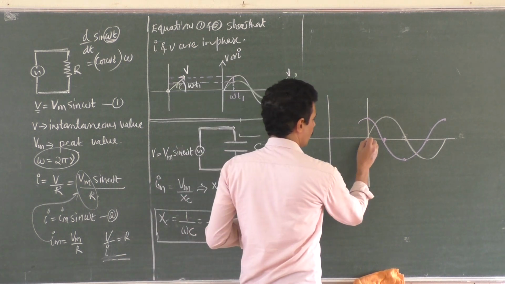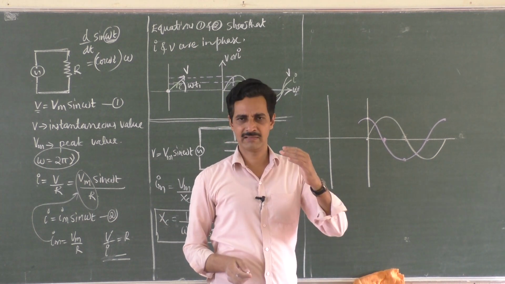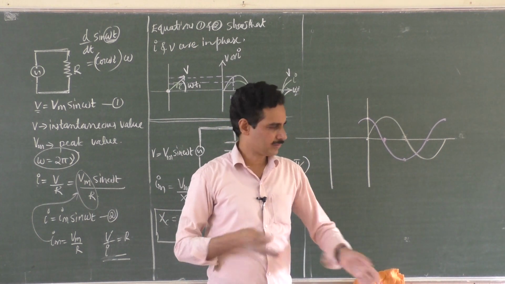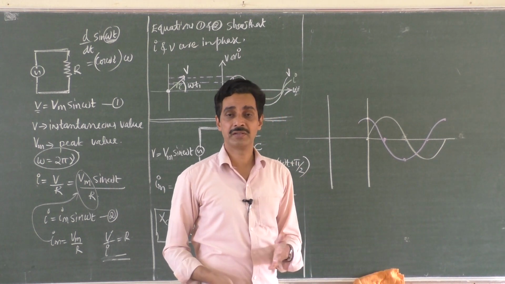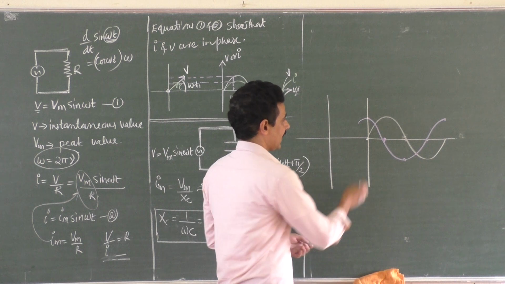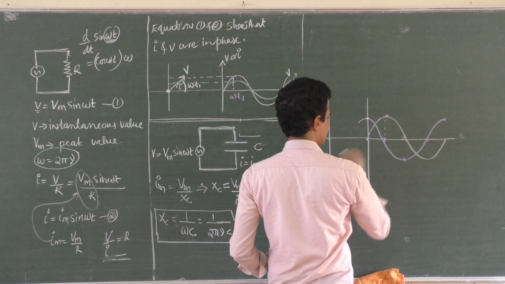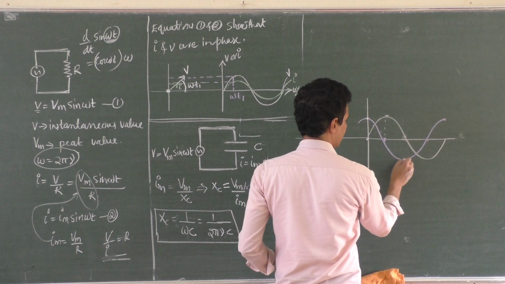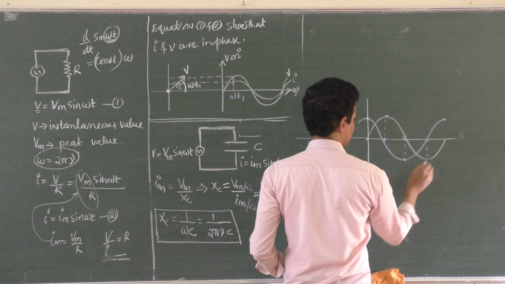When this is 0, voltage is 0, current is highest. You know that. In the beginning, current is highest. Activity of electrons is more. Electrons will be flowing very easily because there is no opposition. As the time passes, flow of electrons reduces, current reduces, but voltage builds up. When voltage is highest, current is 0. When current reaches minus highest, voltage reaches 0. When voltage reaches minus highest, current is 0.